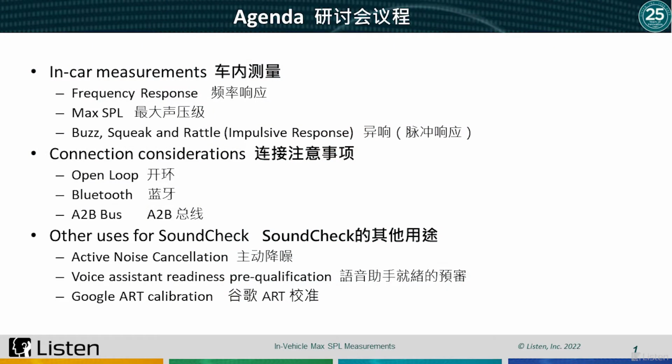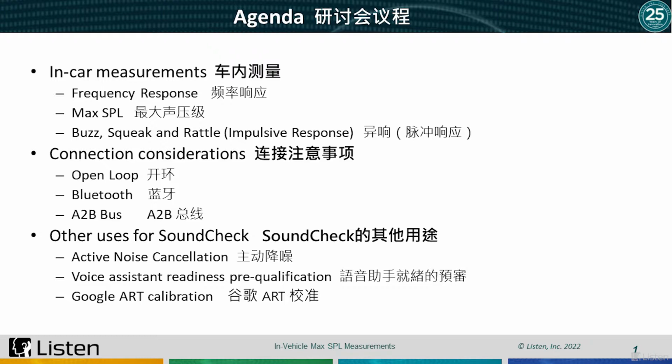There are many different aspects of automotive testing, ranging from the measurements themselves, how you connect with the infotainment system, and more complex testing needs such as voice assistance readiness and pre-qualification. Firstly, I'm going to talk about the measurements themselves, things like frequency response, max SPL, and buzz, squeak, and rattle.